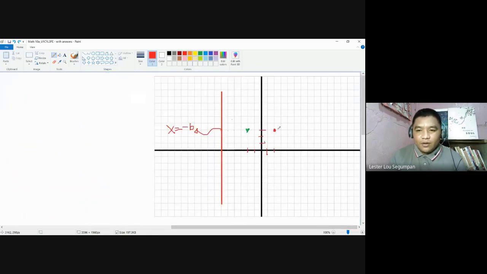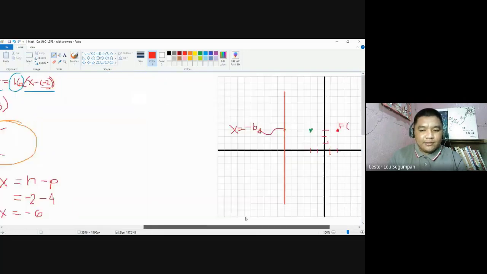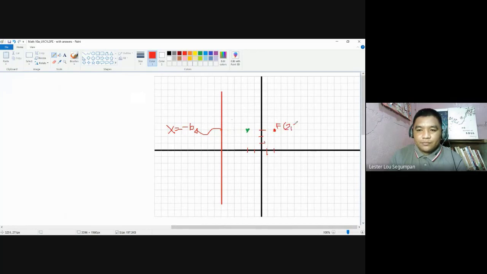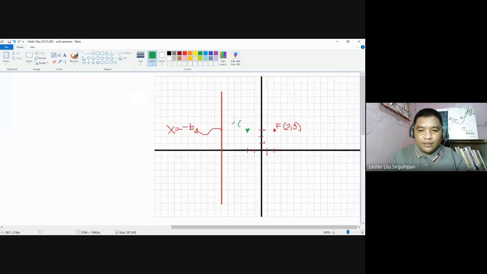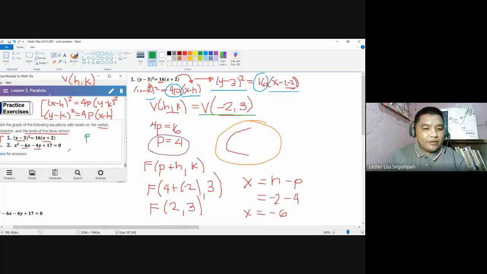I forgot to place some notations. Let me complete here. Our focus is at 2, 3, and our vertex is located at negative 2, 3. Okay, we're almost done. We are done with the directrix and the vertex.